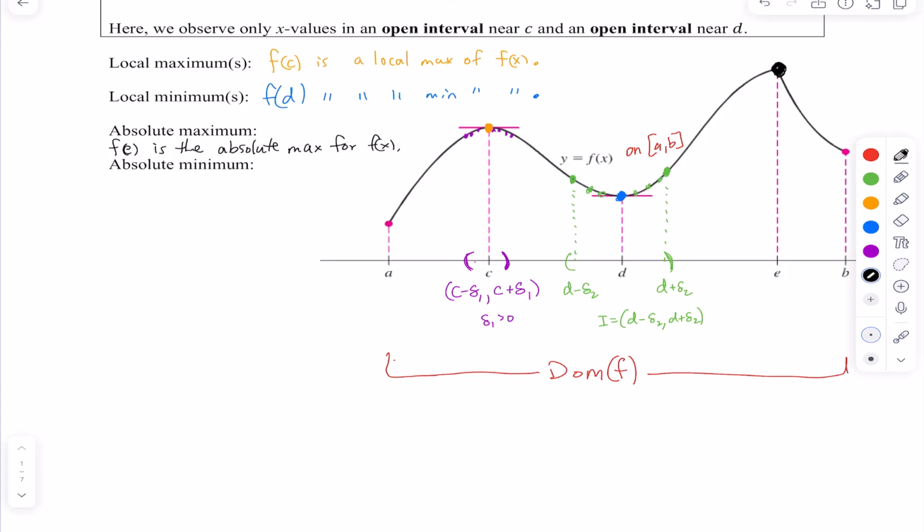Similarly, we look at the entire domain for the absolute min, and notice it's f of a. That will get you the absolute min for the entire function.